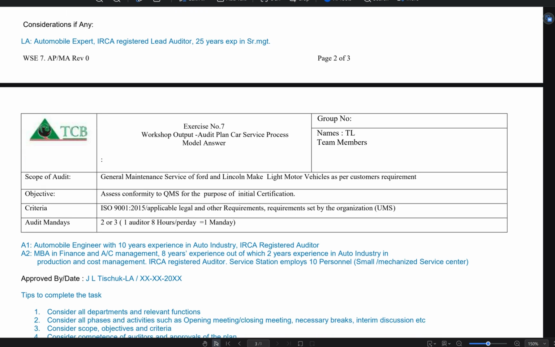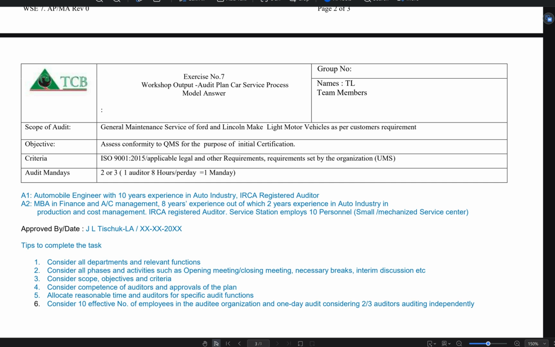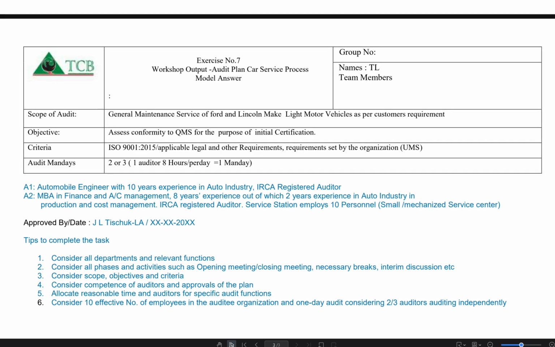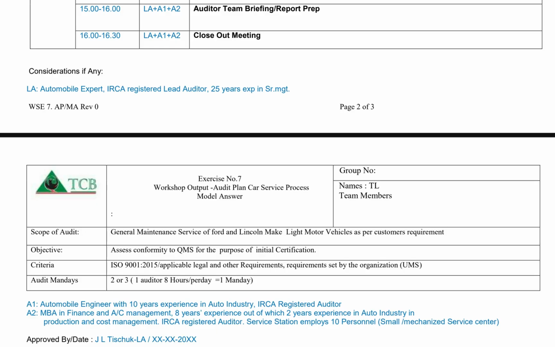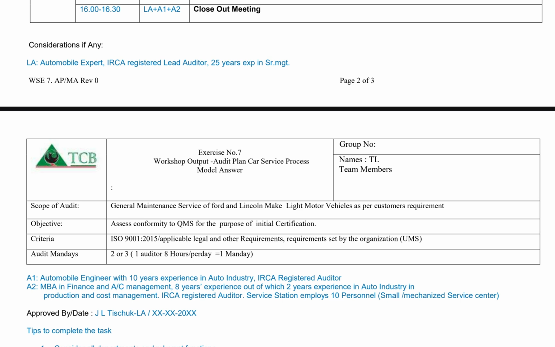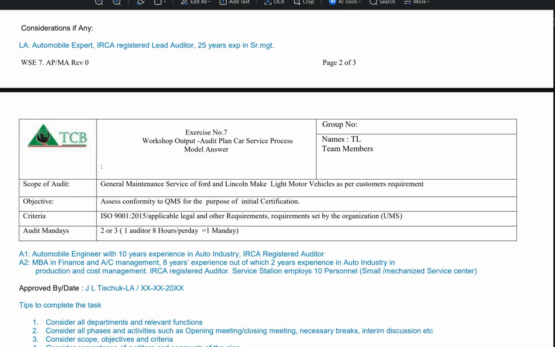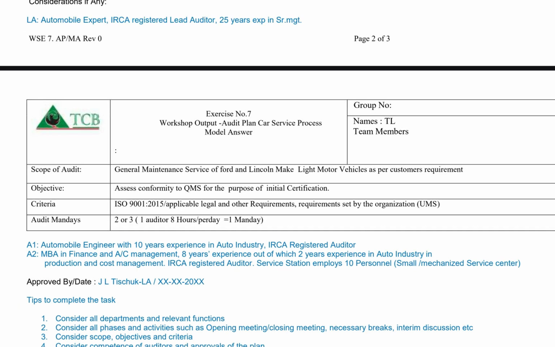And just for your information, see what they are going to consider for the scope. Auditor 1 is an automobile engineer. The lead auditor is an automobile expert, an IRCA registered lead auditor with 25 years of experience in senior management, because he or she is auditing the top management, so they need to have a very high level of maturity and dexterity. Auditor A1 has 10 years of experience, an IRCA auditor with good experience in the field. Auditor 2 is an MBA in finance and accounts, and based on that, they are going to audit certain areas. Of course, everybody has experience in automotive or similar sectors.